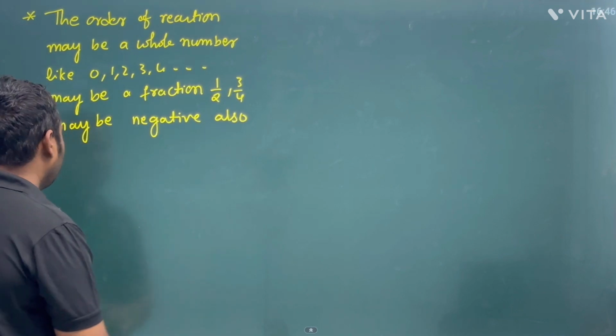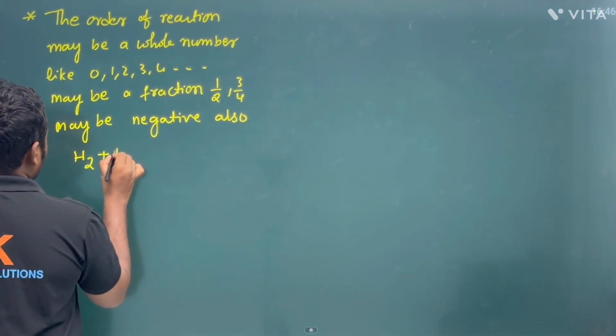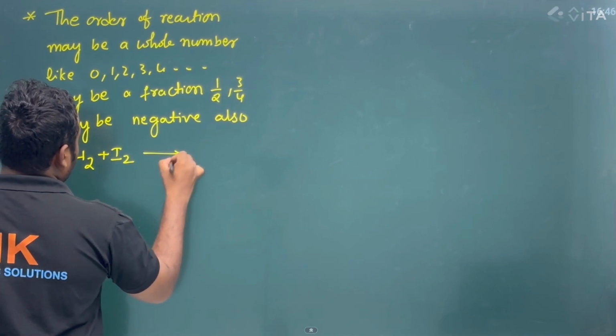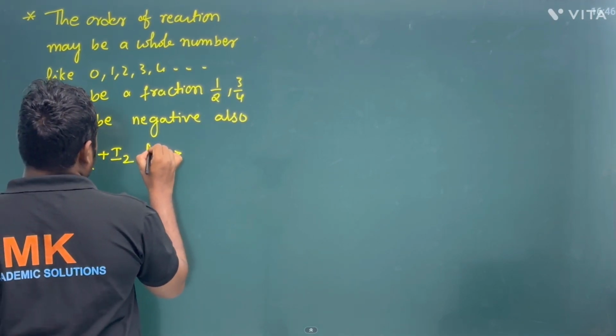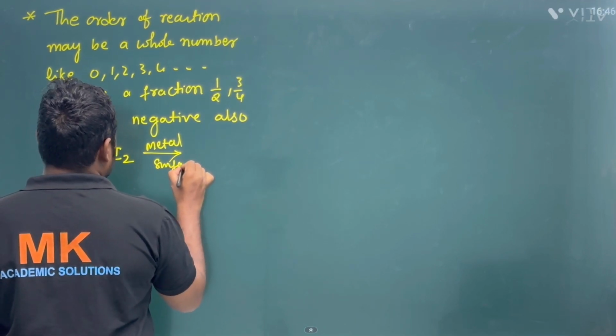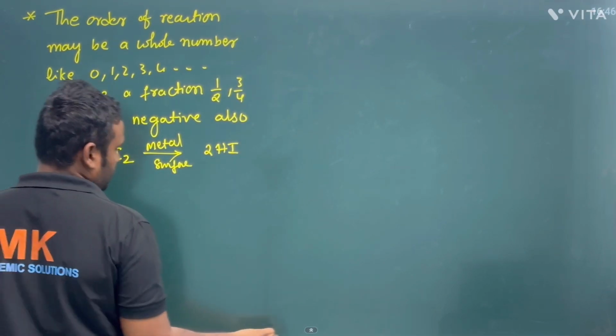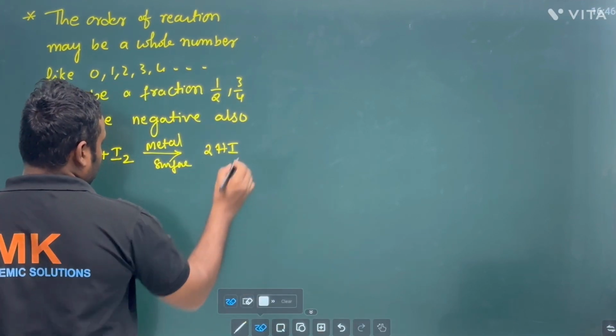For example, H2 plus I2 on a metal surface, we are going to take, to form 2HI. Sorry, not this reaction.